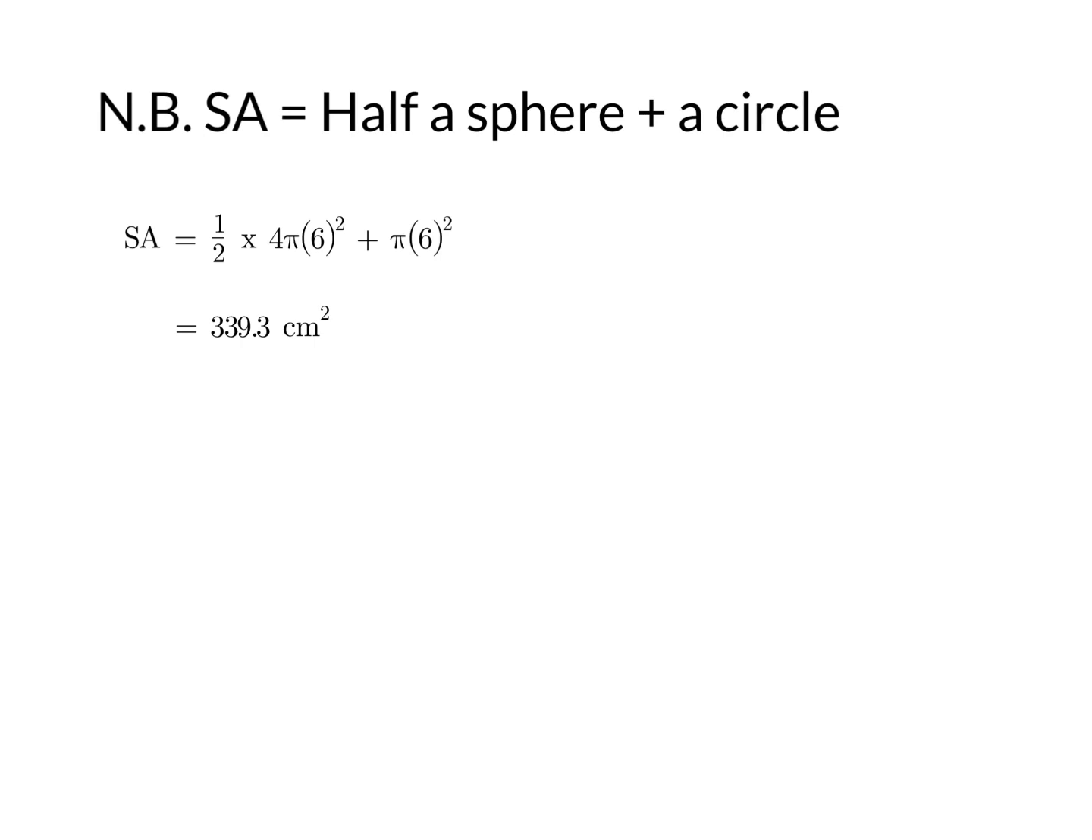So therefore when we do the surface area, we're going to do half a sphere plus the circle at the bottom. So we've got half our 4 pi r squared, so half times 4 times pi times 6 squared, plus the area of a circle, which is pi r squared, so pi times 6 squared, giving us 339.3 centimetres squared.